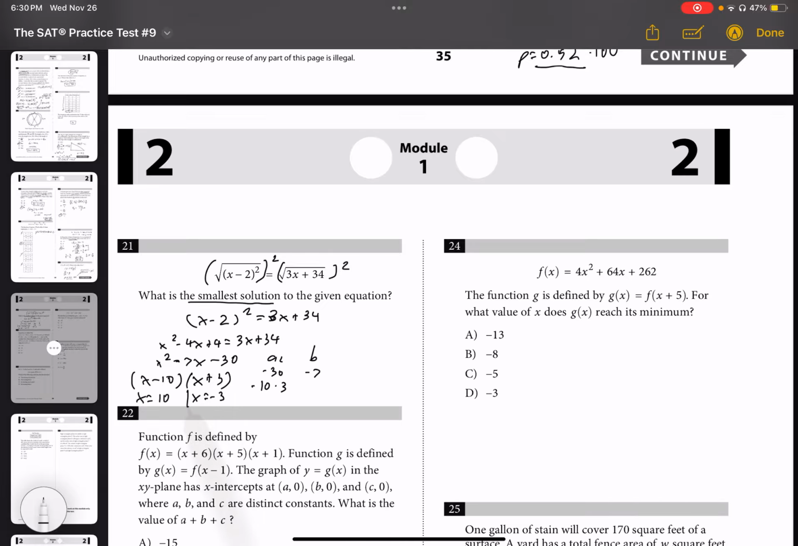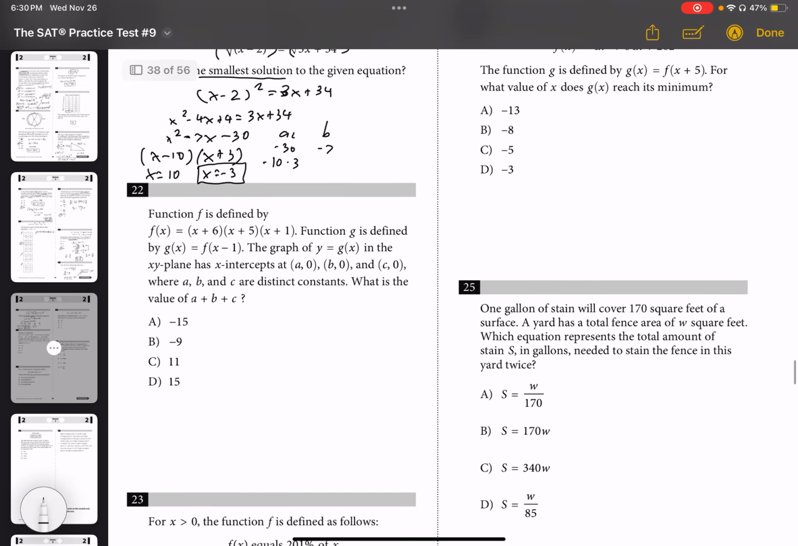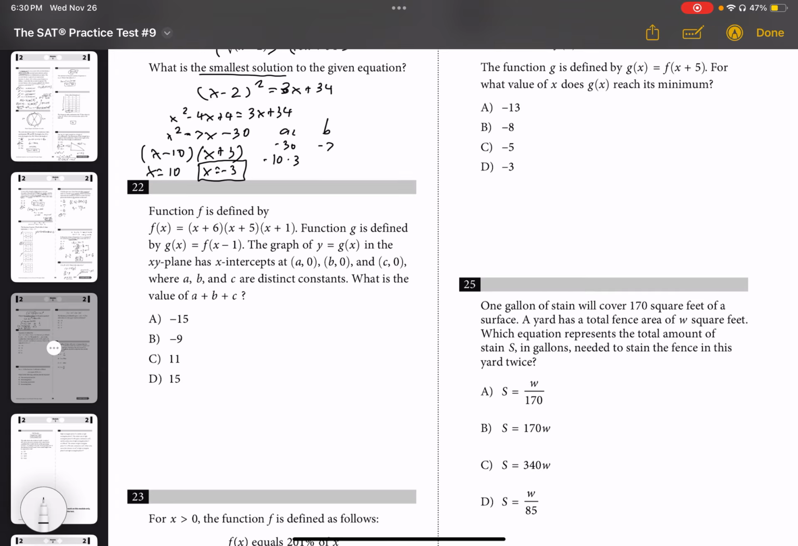It's asking for the smallest solution, so x equals negative 3 is going to be your smallest solution since that is less than 10. Question 22, function f is defined by f of x is equal to x plus 6 times x plus 5 plus x plus 1 times x plus 1.